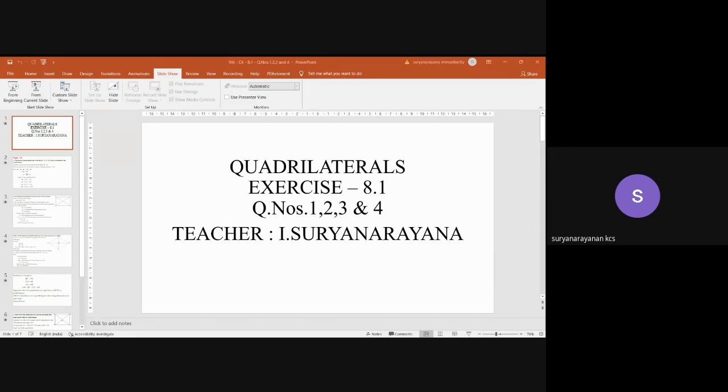I will post this PPT also in the Google Classroom in the form of PDF, for your convenience. See this first, page number 146 of the textbook. If you have the textbook, please open it at page number 146.